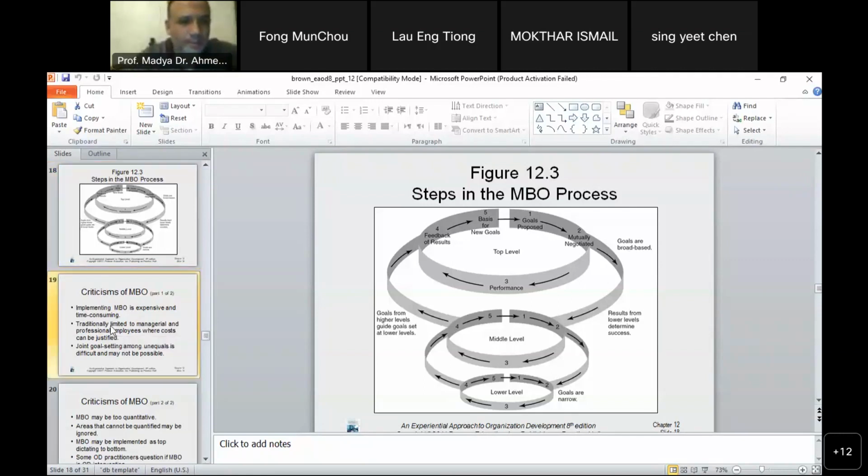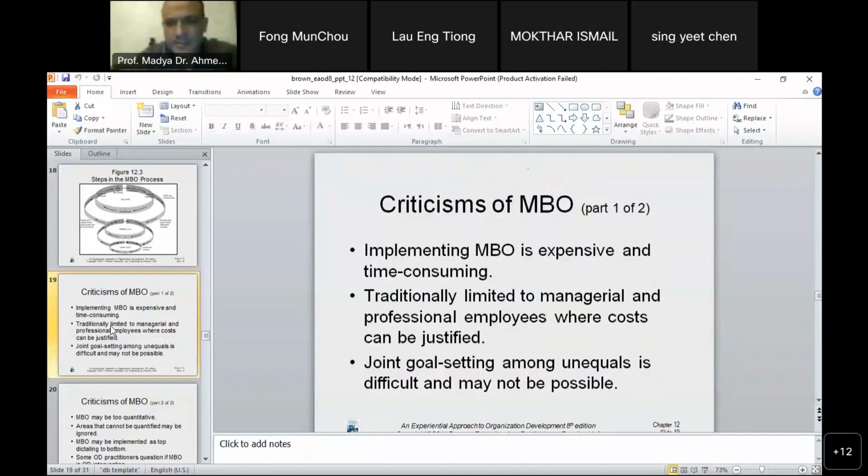Okay. Number one, there's an issue of cost. To implement this is expensive and time consuming. Imagine you are in a large organization, and you ask every team, every function to set their goals, and then they have a mutually agreed goal with the manager. Also, working jointly among unequals to set mutually agreed goals is very difficult, because when you want to set goals with the middle managers working with the subordinates and the top managers, it is very difficult because they are unequal, and sometimes it may not be possible at all.